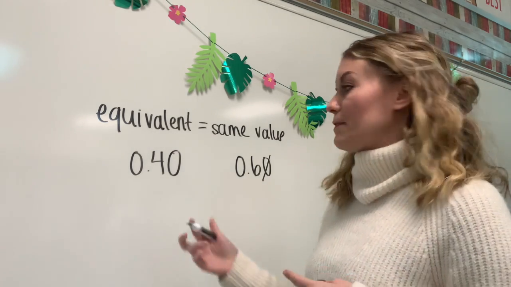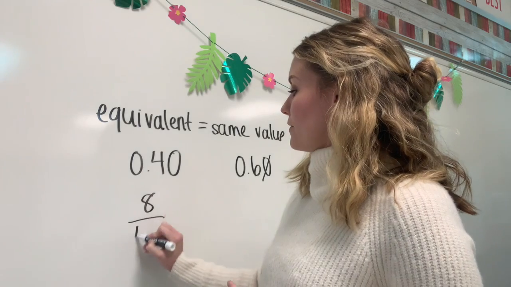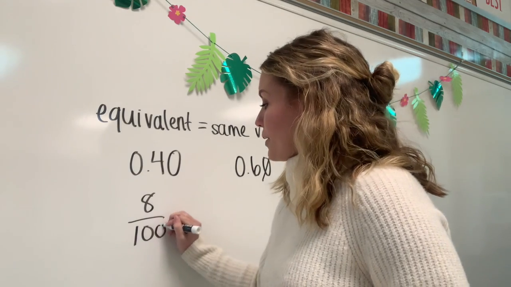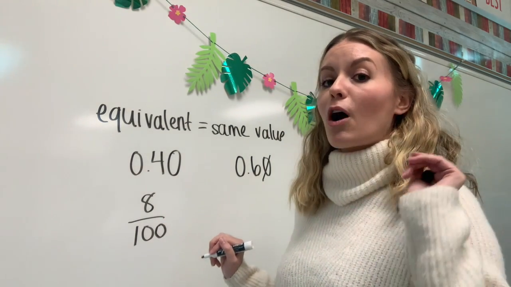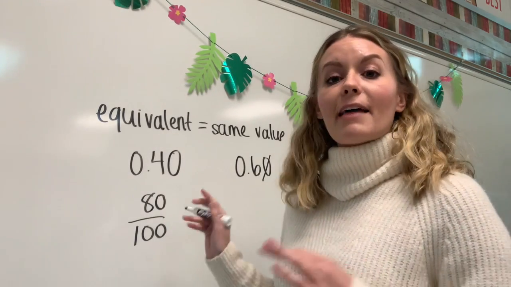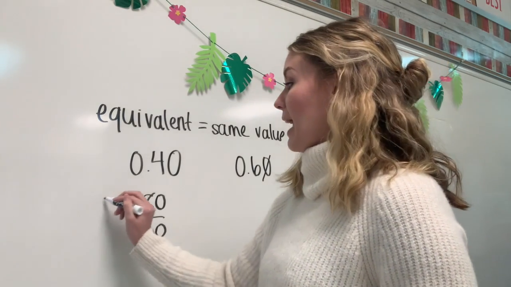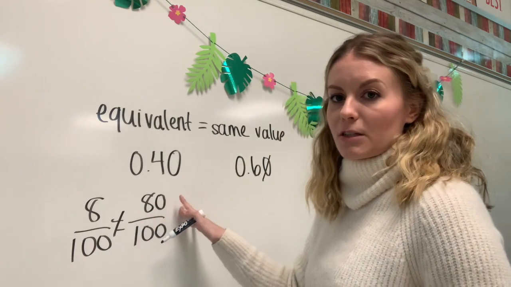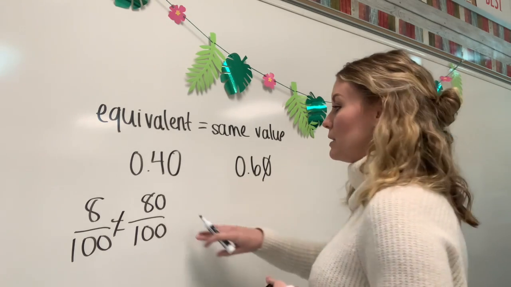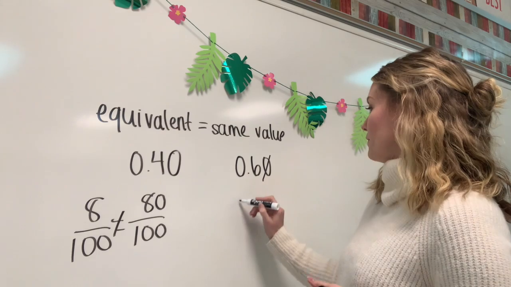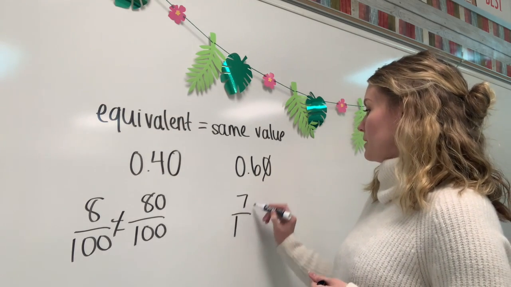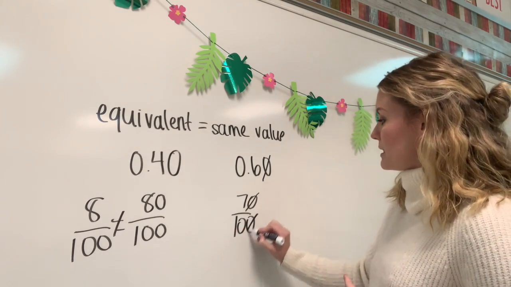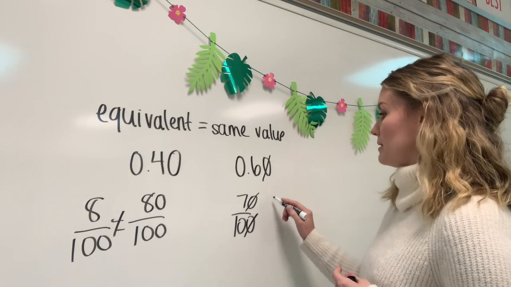The way we would do that with fractions: let's say we have 8 over 10, but we want to make that out of 100. We would add a 0 to the denominator, and we would also add a 0 to the numerator. That way the value stays the same, because 8 out of 100 does not equal 80 out of 100. So that's why we need to add a 0 to the top as well. Let's do another fraction. If we have 70 hundredths, but we want to change that to out of 10, we would take off the 0 both times, and we're left with 7 tenths.